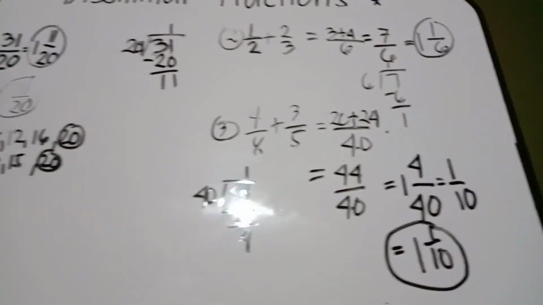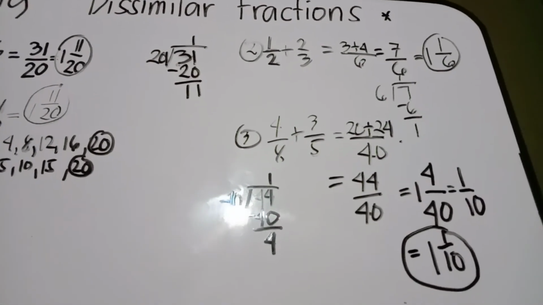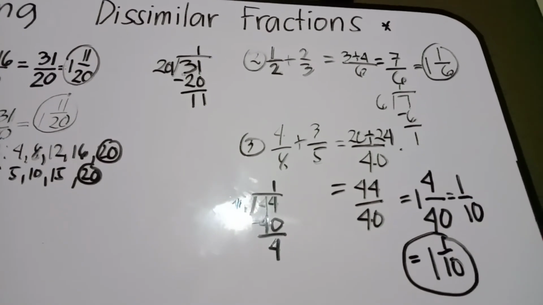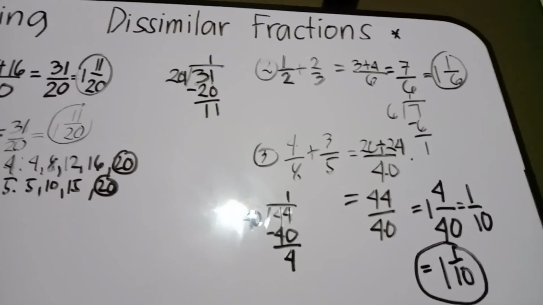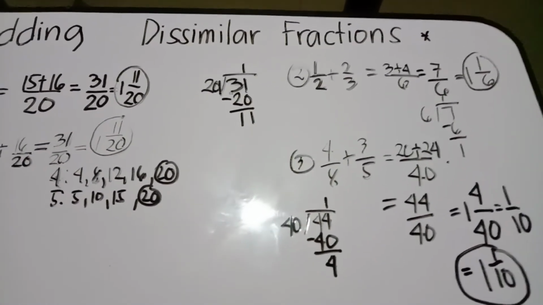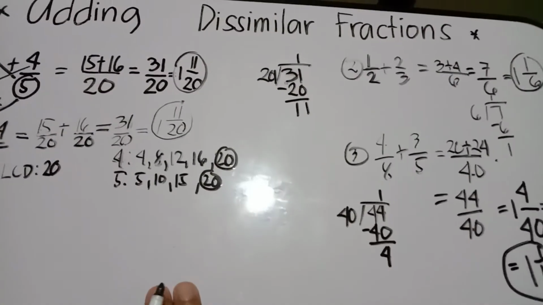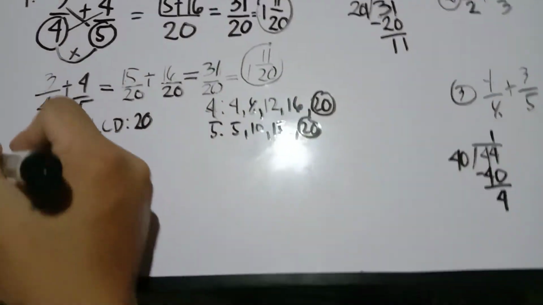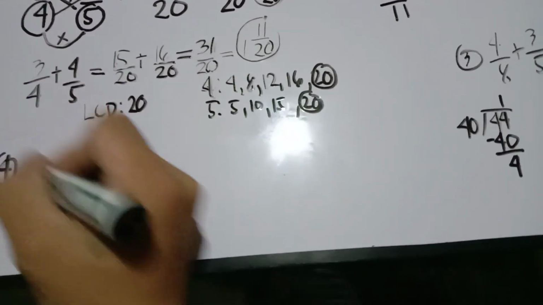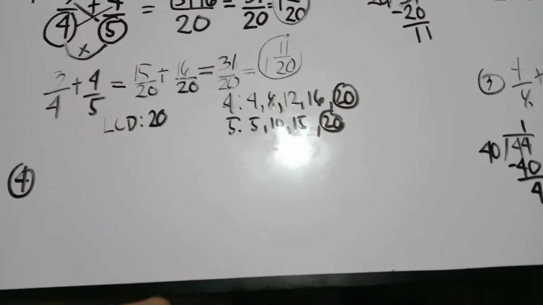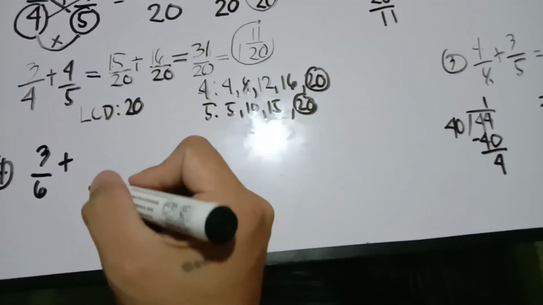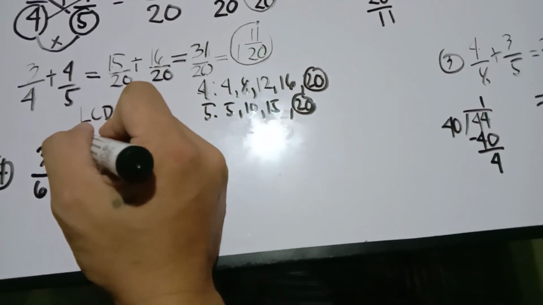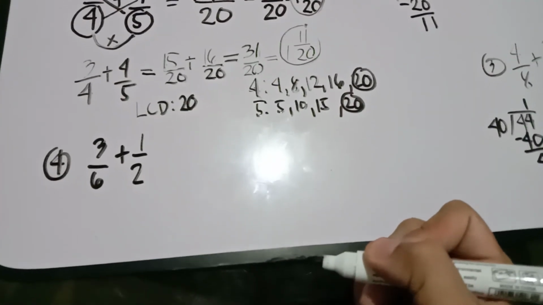So that's how we are going to add dissimilar fractions. Okay, ito yung mas mabilis na paraan on how to add dissimilar fractions. Okay, so let's have another one, another last example. Okay, let's have number 4. Okay, let's have 3/6 plus 1/2. Okay, 3/6 plus 1/2.